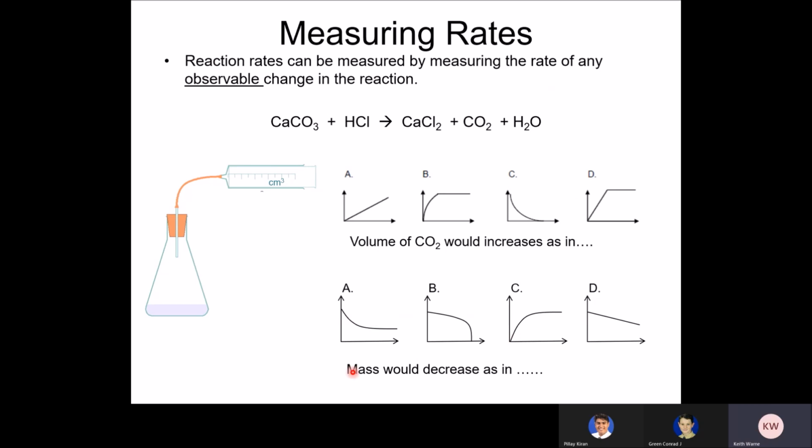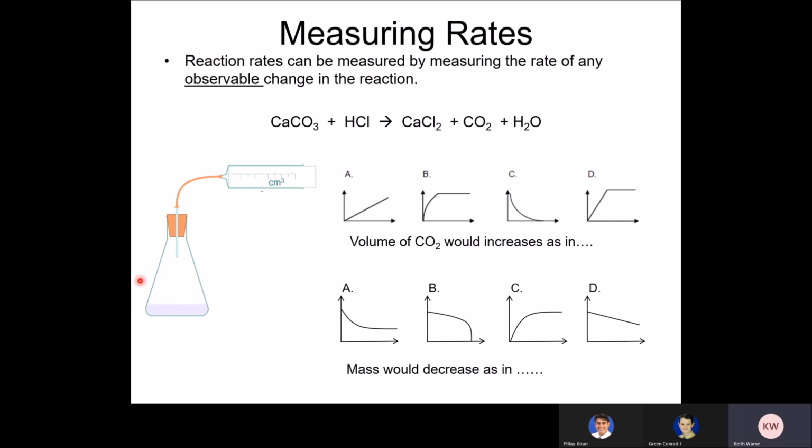What happens if you decided to do it using mass? Now, to do mass, you would use a different setup. You would just take this stopper with the gas syringe out, and you'd have an open container, and you could throw the calcium carbonate into the reaction vessel, but you could do the reaction on a mass balance, electronic balance, so that you can read the mass value as the reaction is taking place. And if CO2 is given off, then the mass of the container should go down.